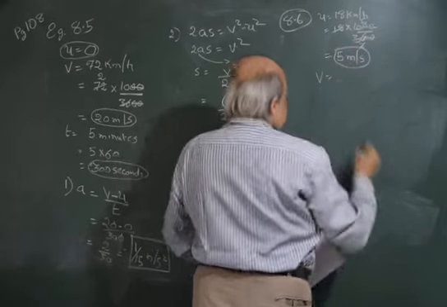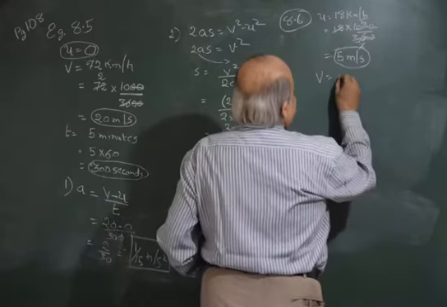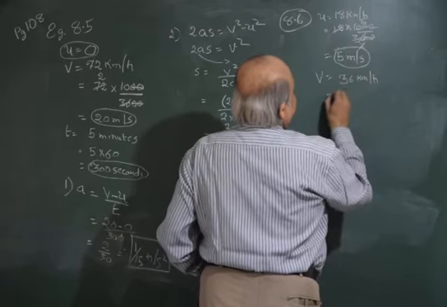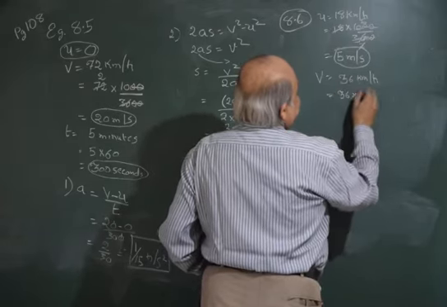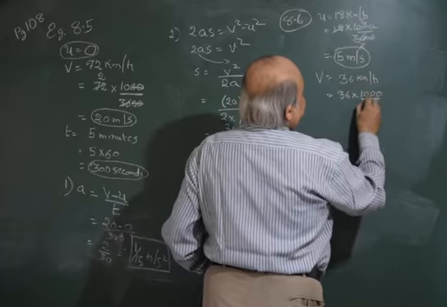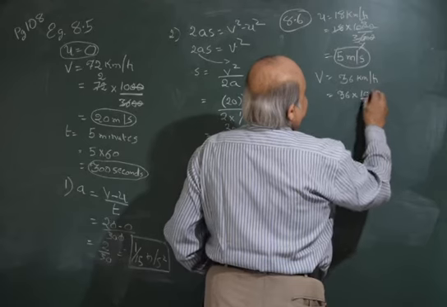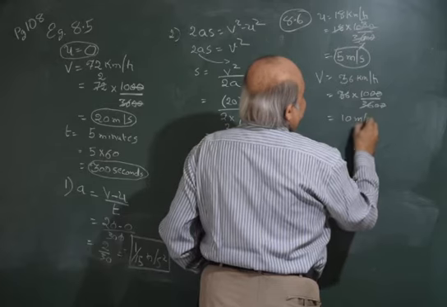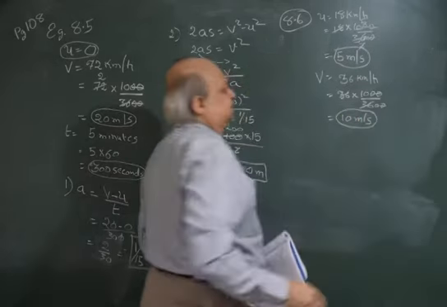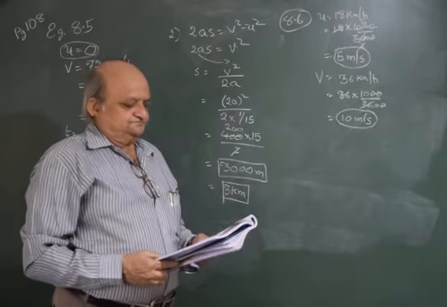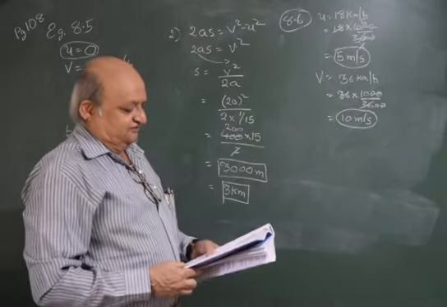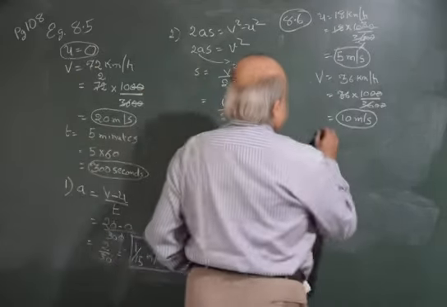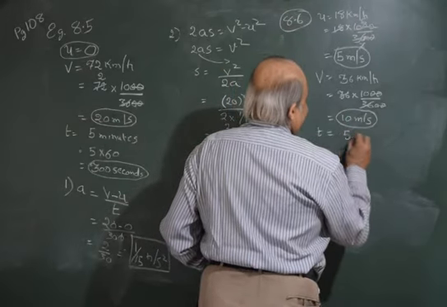Final velocity is given to be 36 km per hour. This will be 36 into 1000 upon 3600. The 36 cancel out and we have 10 meter per second as our final velocity. The question: calculate the acceleration. Do we have the time? Yes, it is 5 seconds.